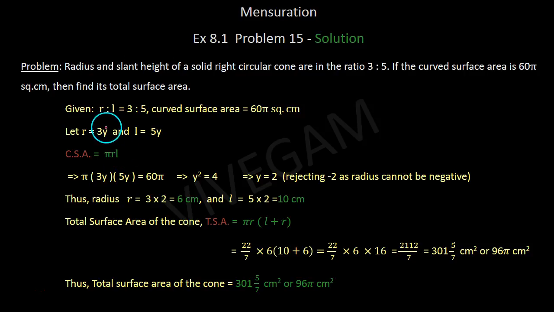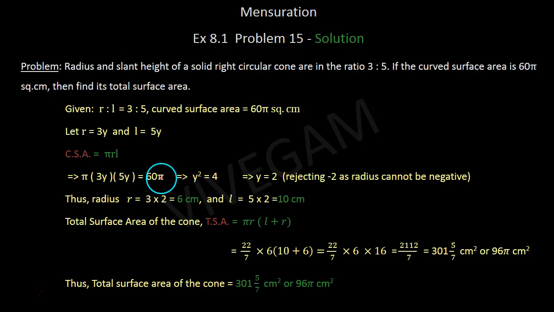Given r is to L, that is radius to slant height, is 3 is to 5, curved surface area is 60 pi. So let r be equal to 3y and L equal to 5y. Whenever a ratio is given, you will have to make it this way and it becomes easier. Curved surface area is pi r L. We know curved surface area is 60 pi. So pi into r, which is 3y, into L, which is 5y, equal to 60 pi.